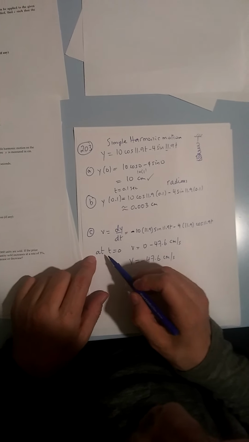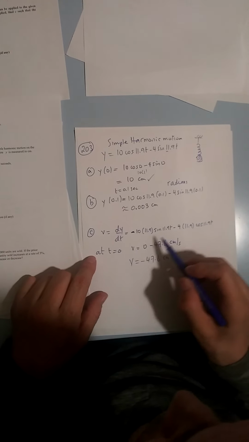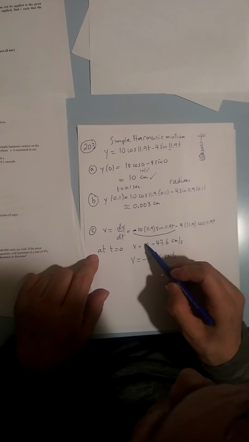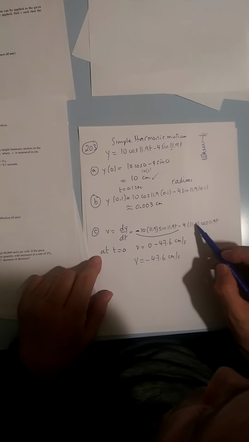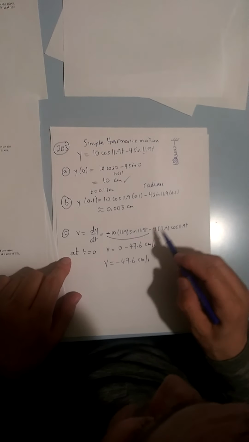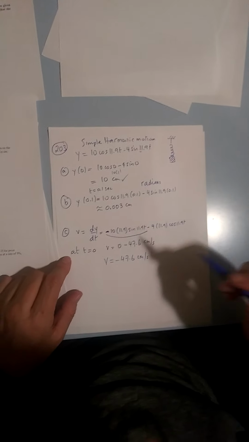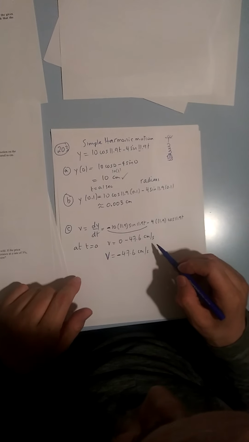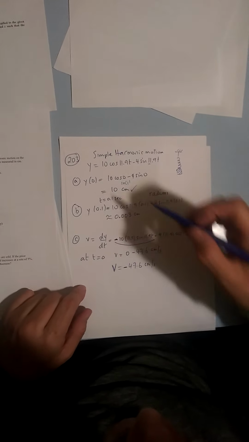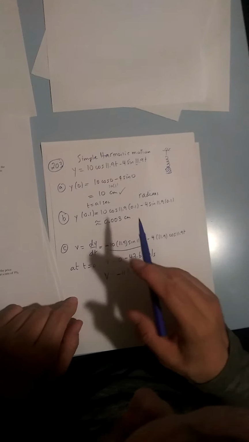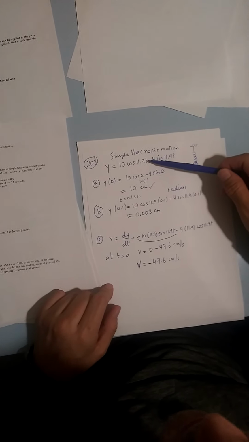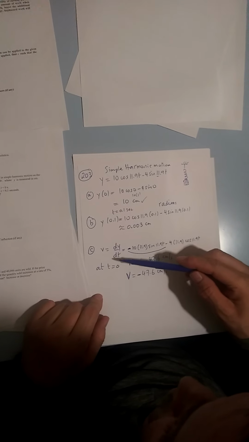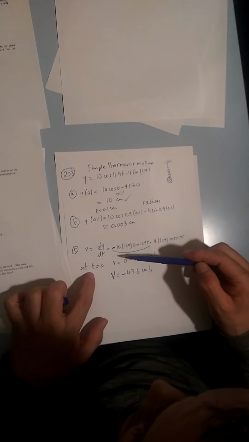Okay, when you substitute t equals 0, sine of 0 is 0, so this entire first term is going to be 0. Minus 4 times 11.9, which is 47.6, times cosine of 0, which is 1. So the answer is negative 47.6 centimeters per second. This is the velocity of the mass at t equals 0. So for displacement, you substitute directly in the equation of y. For velocity, you take the derivative of y with respect to t, and then you substitute the time that they gave you.